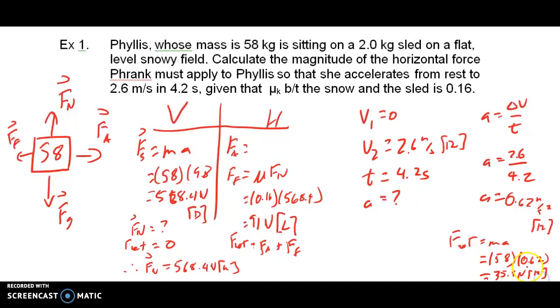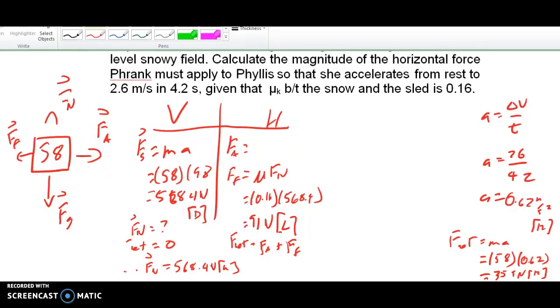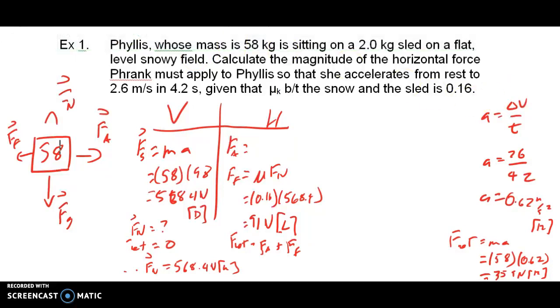Now this is a little bit messy, so if you give me a moment, I'm going to erase some of this to make it easier to read. So now that we've erased and we have a little bit of extra room, we now can establish that the net force on Phyllis is going to be 35.9 newtons.